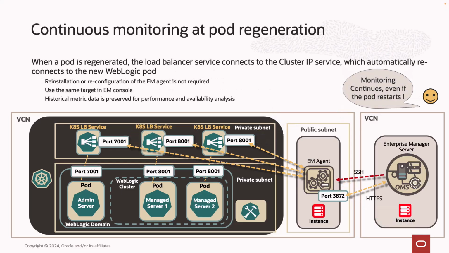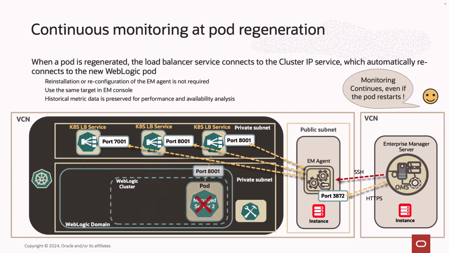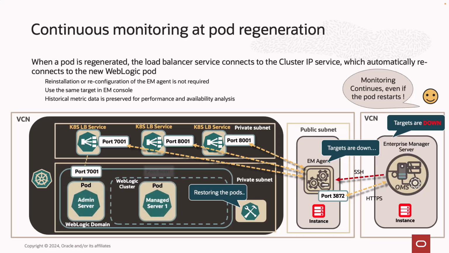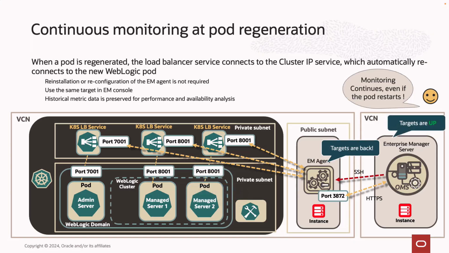Then what would happen when the pods are restarted? In short, monitoring continues. That is because in this model, the EM agent resides outside of the cluster. Load balancers also continue to exist, keeping their configurations. When the pods are restarting, you will see that the targets are down in the Enterprise Manager console, which is expected. And once the pods are restored, the load balancers reconnect to the new pods. The target status will be back to up again.